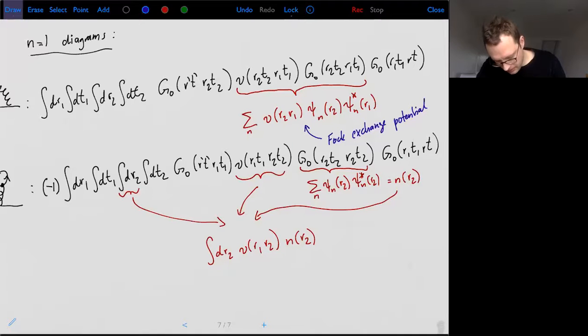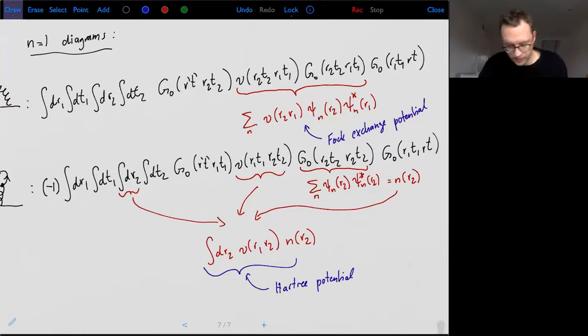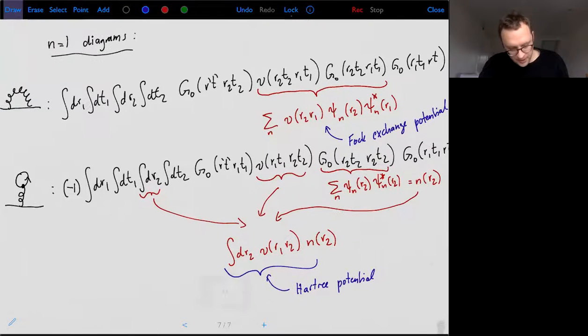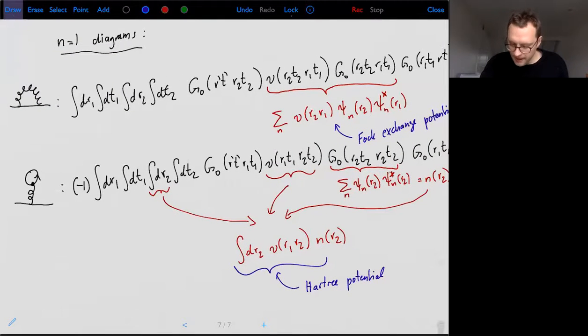So this is just your Hartree potential that enters, for example, your Kohn-Sham equation. So you see that these lowest order diagrams correspond to your Hartree interaction and your Fock exchange interaction, and it's good to know that there's this additional minus sign, because we know that Hartree and exchange come in with opposite signs, such that Hartree-Fock is a self-interaction free theory.